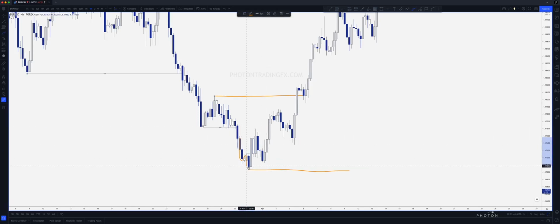Because we had that minor break there. So now we have a minor break of structure here, and we get another minor break of structure there. So in fact, let's mark this on. I know it's very, very pedantic, right?